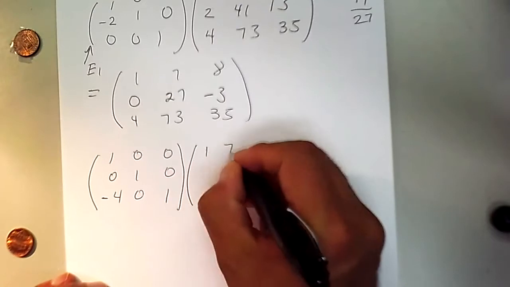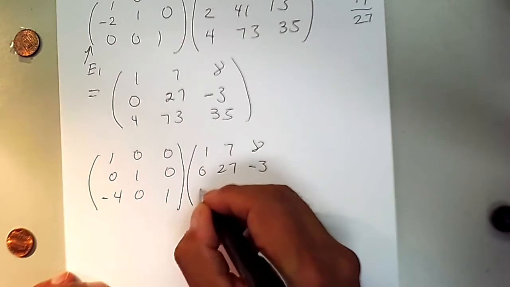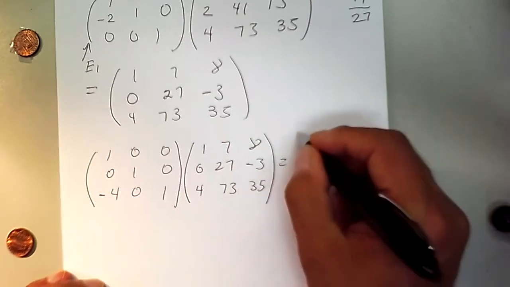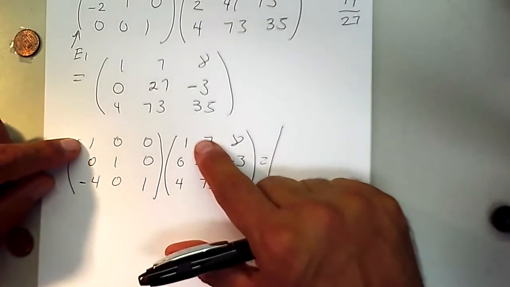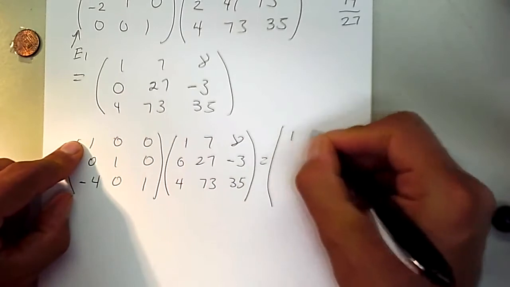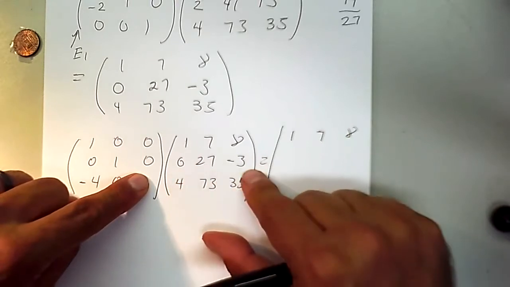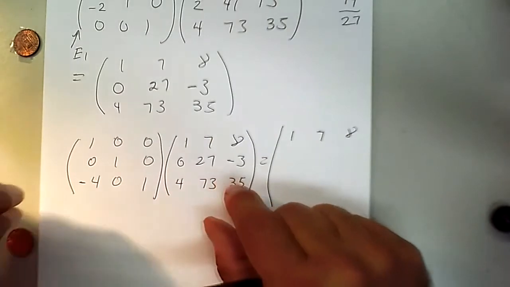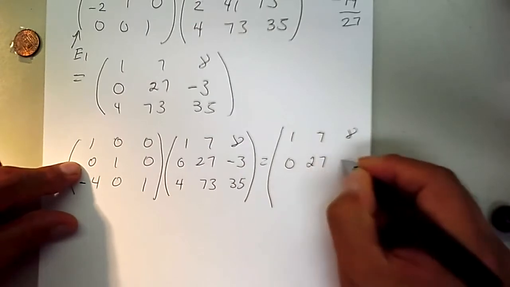So 1, 7, 8, 0, 27, -3, 4, 73, 35. Let's see if I can squeeze this in one line. The matrices are large. But let's see. So again, this row picks the first element on each one of the columns. So all we do is copy the column down, 1, 7, 8. The second row picks the second element on each one of the columns. So we're going to end up with 0, 27, -3.